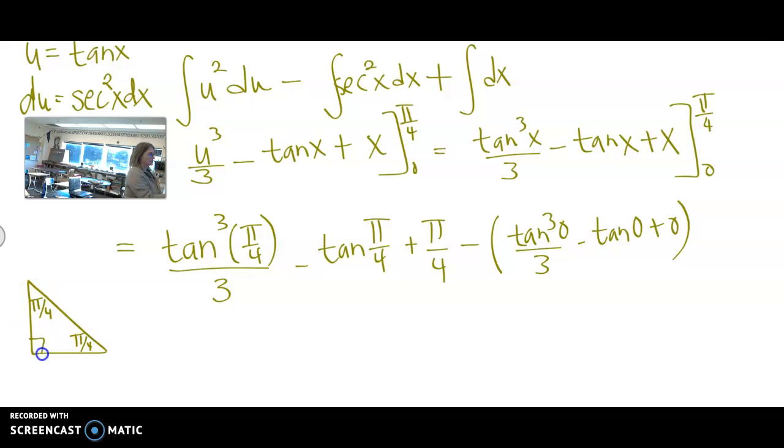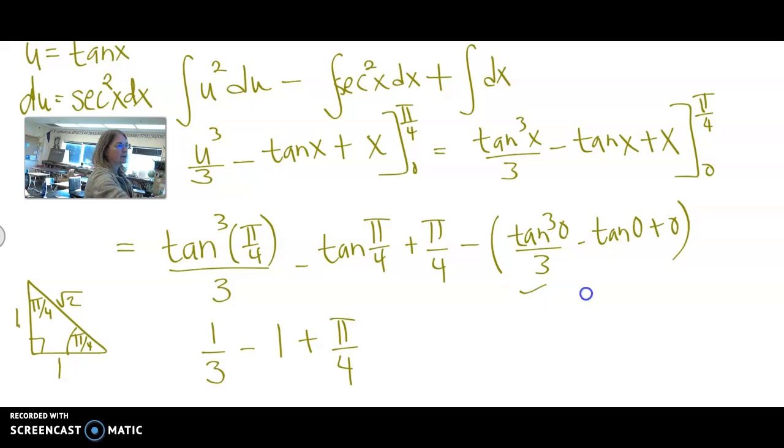pi over 4. So 45, 45, 90. I get the ratio of sides is 1, 1, and the hypotenuse would be square root of 2. The opposite to adjacent, which is our tangent, is 1 to 1. So we have 1 cubed, which is 1, so this becomes 1/3 minus 1 plus pi over 4. And then the tangent of 0 is 0. So this entire second piece here is 0.